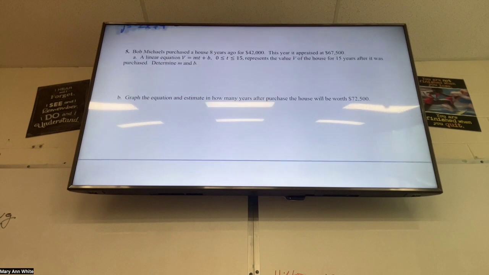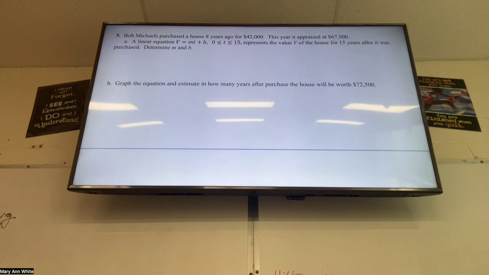All right, we got some word problems that we need to get through. This first one says Bob Michaels purchased a house 8 years ago for $42,000. For anyone hoping to buy a home soon, houses are way more expensive than that. Don't expect anything under 100K. That's not a piece of trash. This year it appraised for $67,500.